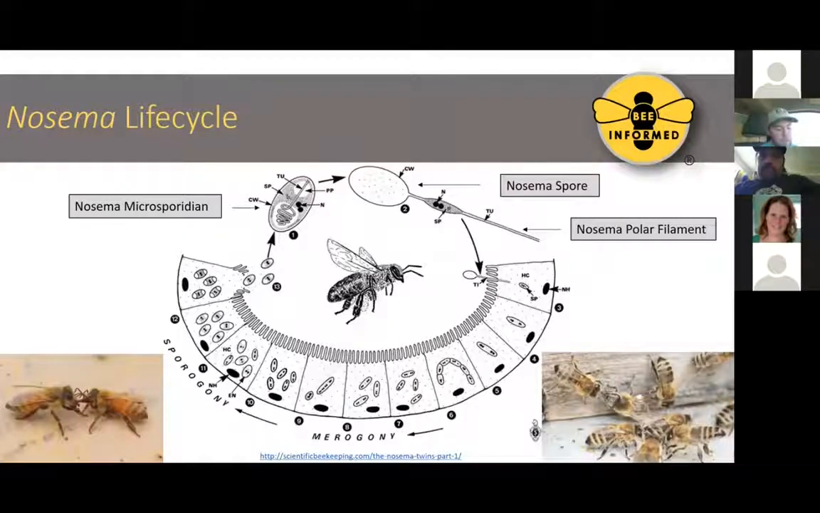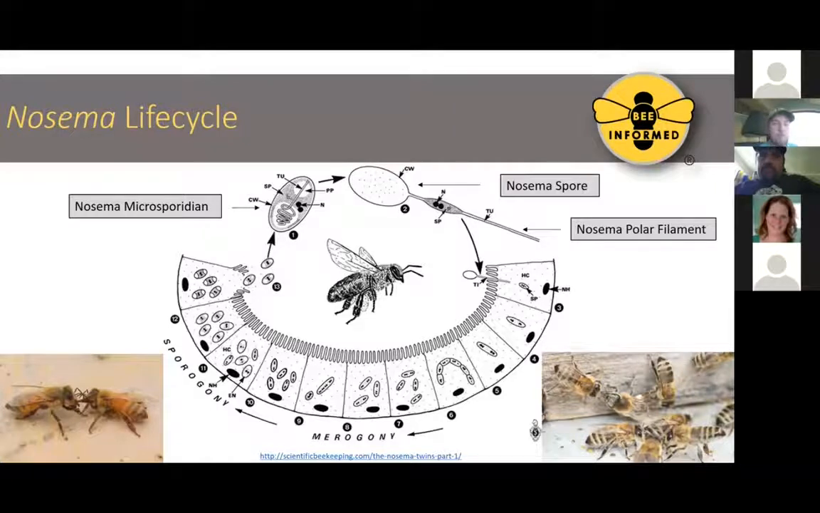Okay, so now we're going to get into the life cycle a little bit. Nozema spores enter the midgut through contact with other bees via trophallaxis, which is mouth-to-mouth contact, or through the presence of feces in the hive environment. Once the Nozema cell reaches the folds of the midgut, it shoots that long polar filament into an epithelial cell, into a midgut cell.